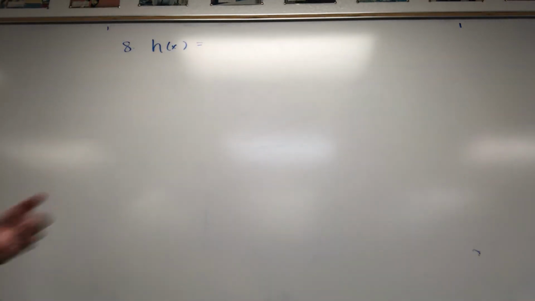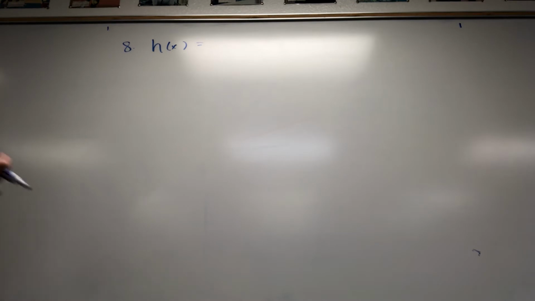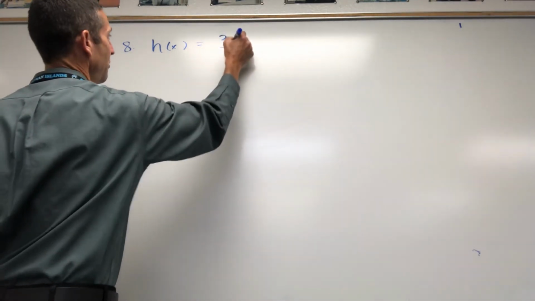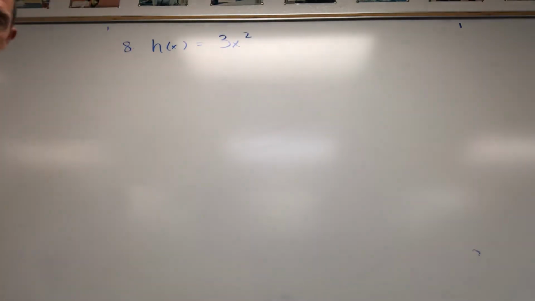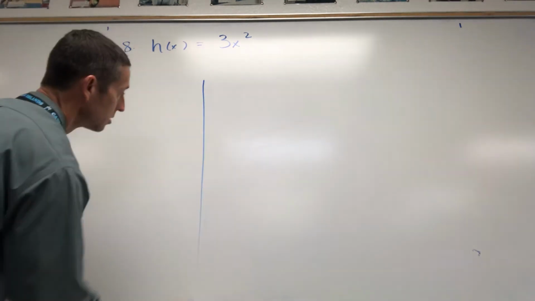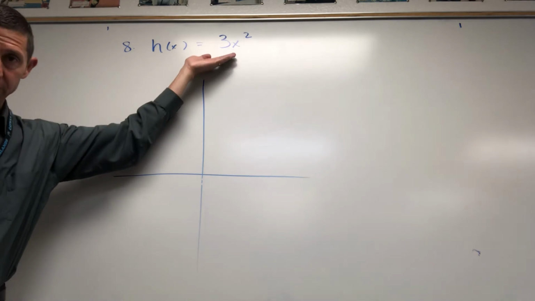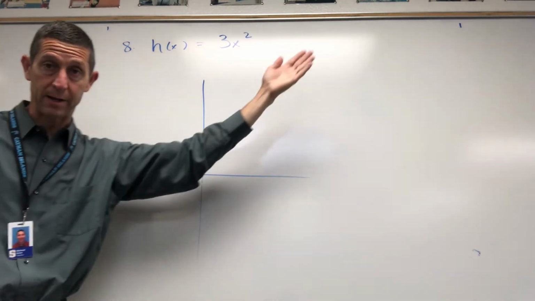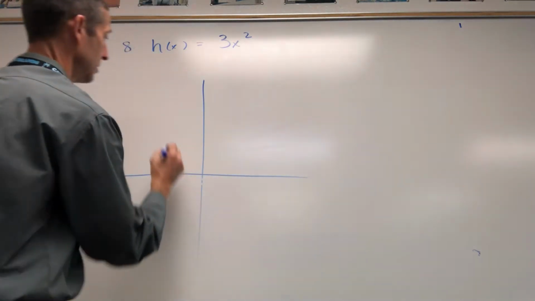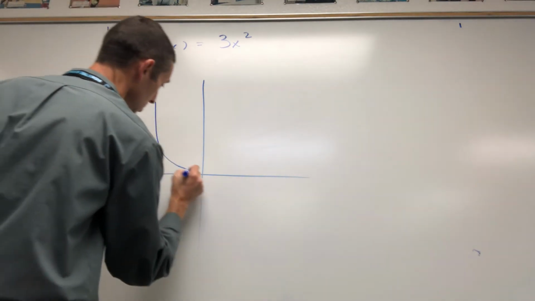Okay, so we did y equals x. Let's do, how about x squared? So let's put a factor in there, 3x squared, make it a little different. Okay. Parent function is x squared. It's a quadratic, which means it's a parabola.